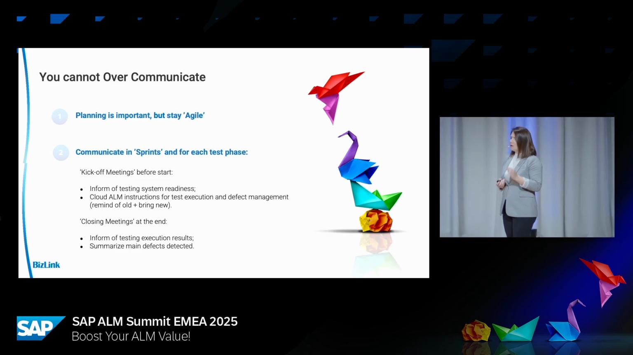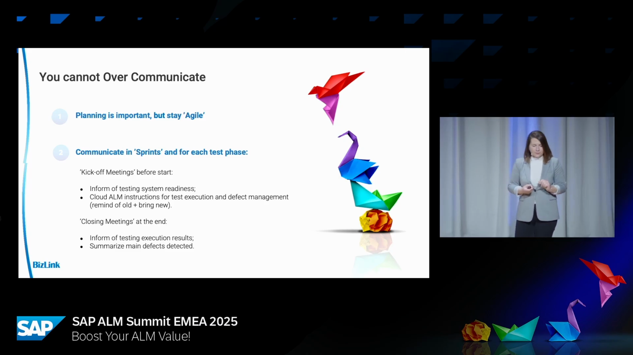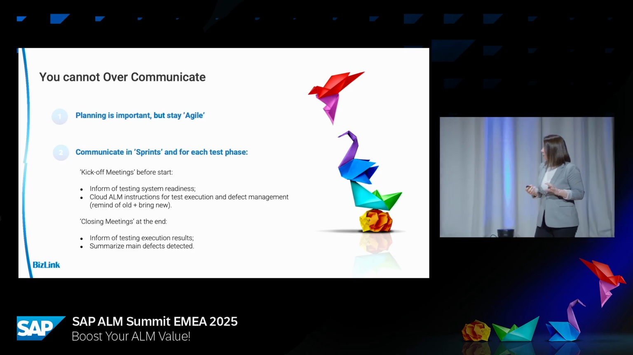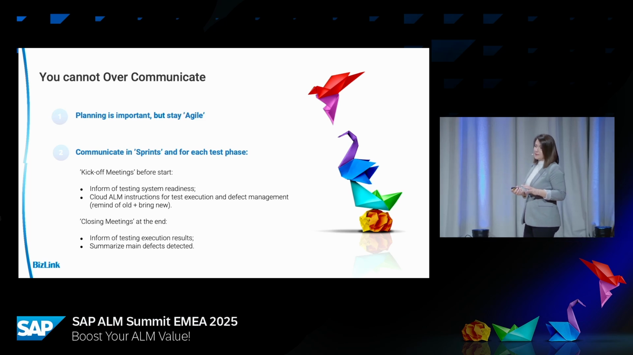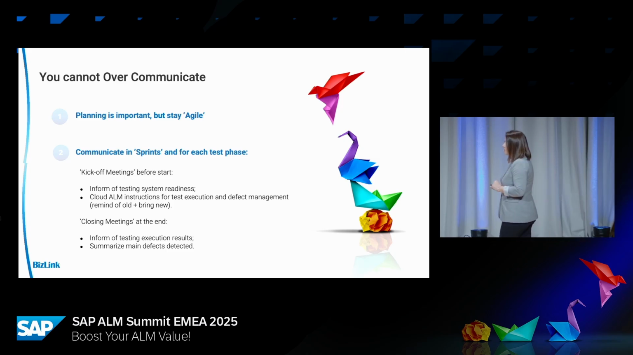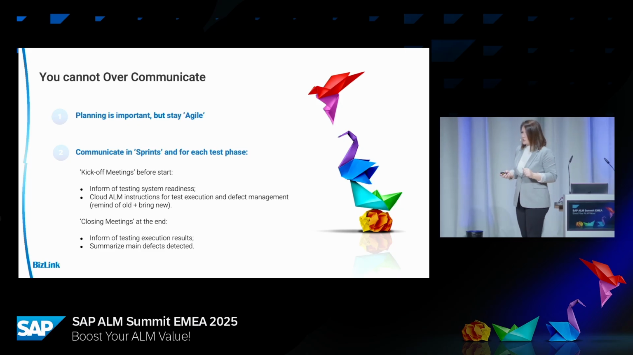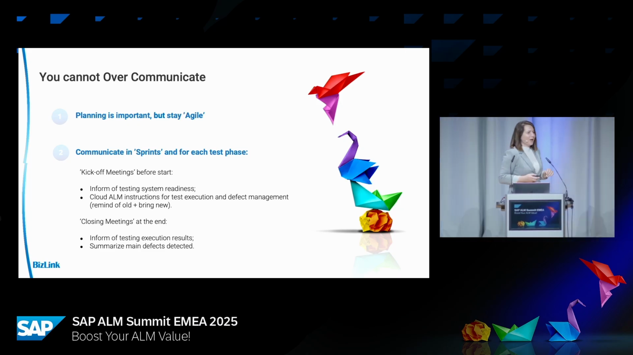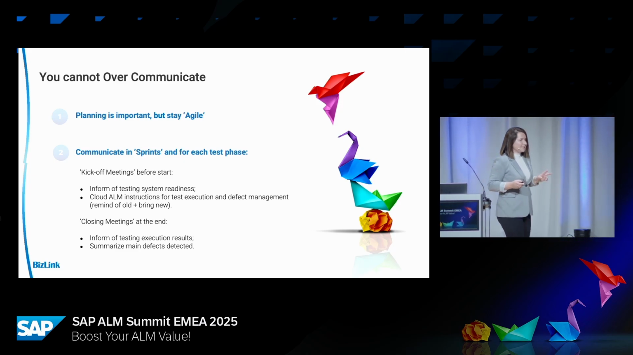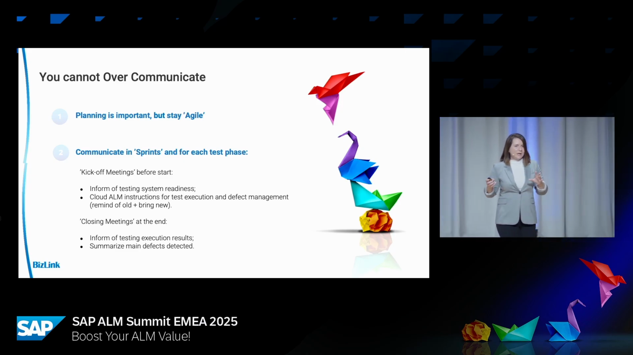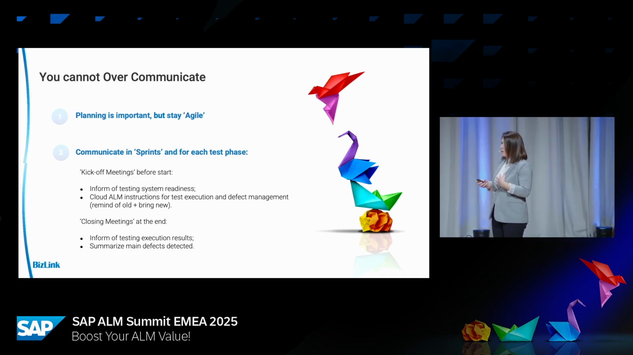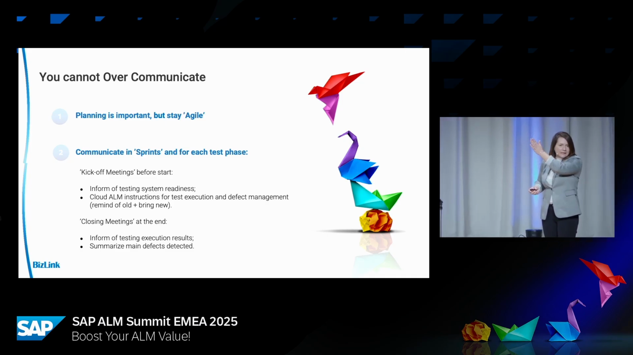Something that worked very, very well for us in terms of having the highest possible execution rate were closing meetings. Typically, we would organize them 2 or 3 days before the official end of the phase, and by that time you have about 60–70% execution, because everyone is waiting for the last days to finish something. These meetings were really helpful. We just opened Cloud ALM, opened analytics. These are our execution rates.